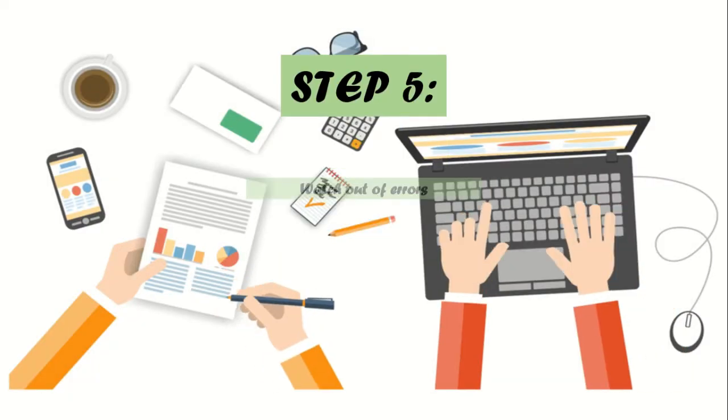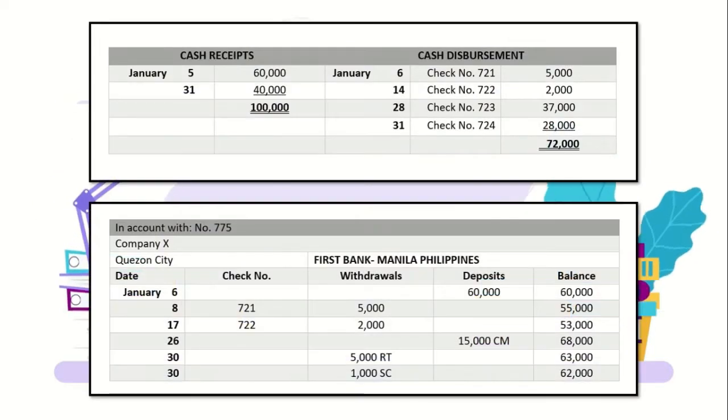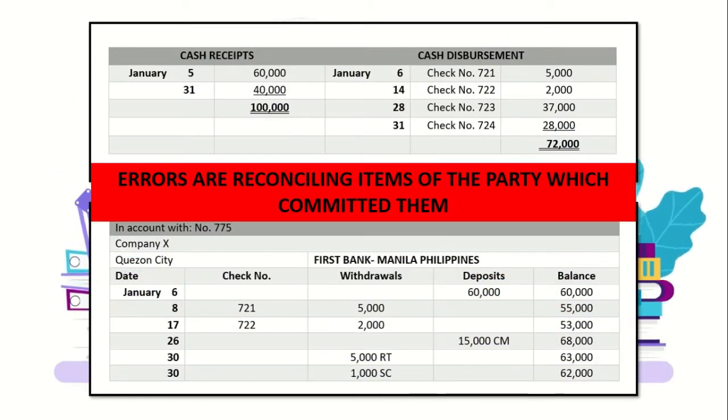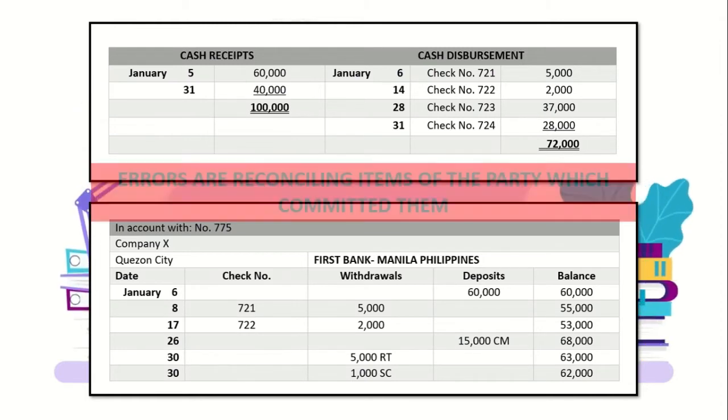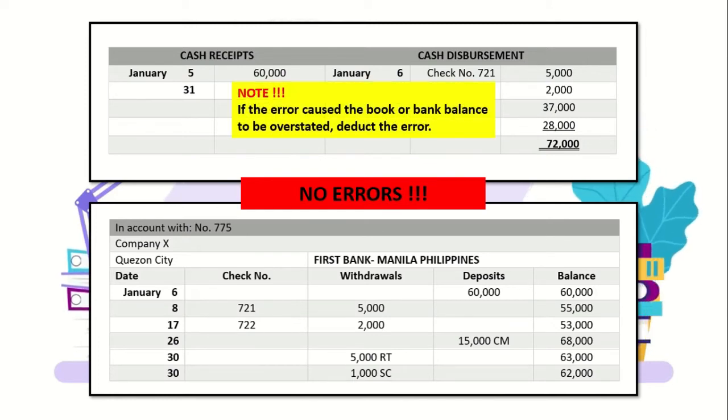Step 5. Watch out for errors. Again, errors are reconciling items of the party which committed them. In the illustrative problem, there are no errors, but if there are, analyze whether it is a bank error or a book error. Likewise, if it overstates or understates the balances, then adjust accordingly. If the error caused the book or bank balance to be overstated, deduct the error. If it was understated, add it.